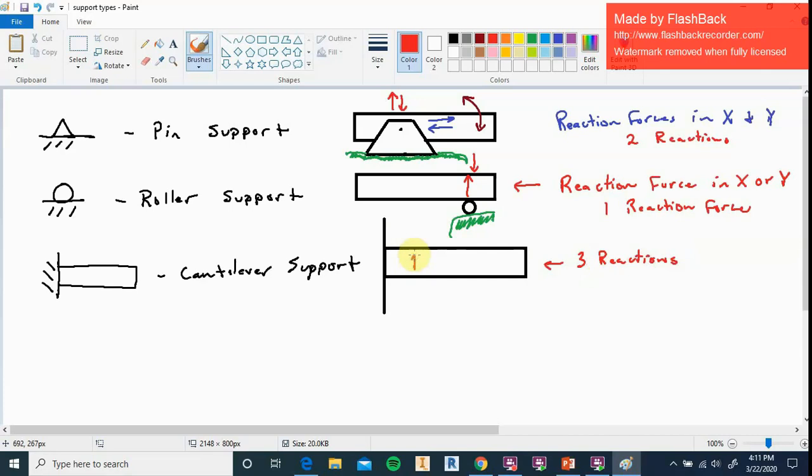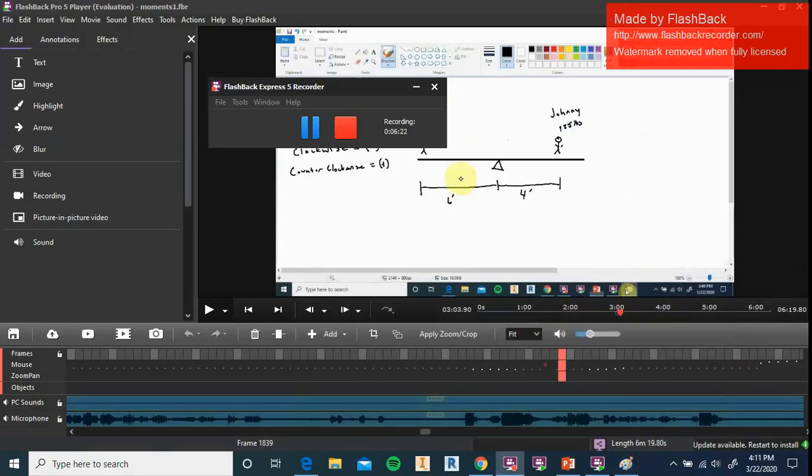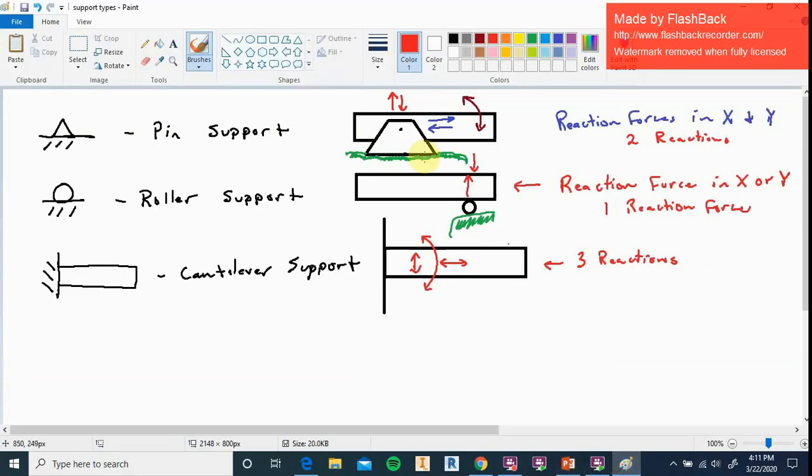It's going to have reactions in the X direction, in the Y direction, and it's going to have a reaction in moments. So it'll have a moment reaction as well. So this one's kind of fixed as well. So we have one reaction force with the roller, two with the pin, and three with the cantilever. We probably won't really deal with cantilevers much in Principles of Engineering. We'll mostly deal with pins and rollers. So no worries on that.